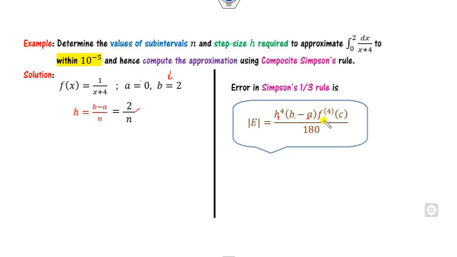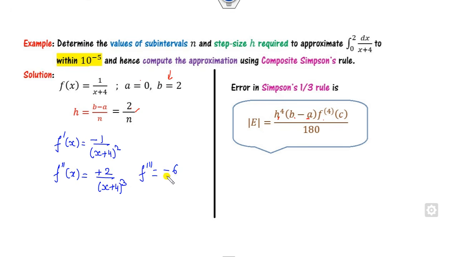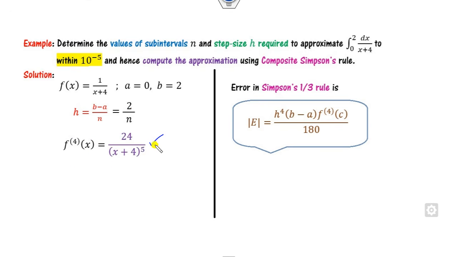Now, in order to find the fourth derivative, how can you find it? What is the first derivative of this? Minus 1 over x plus 4 whole square. What is the second derivative? It's plus 2 over x plus 4 cube. What is the third derivative? Minus 6 over x plus 4 raised to power 4. What is the fourth derivative? It's plus 24 over x plus 4 raised to power 5. Fine. So my fourth derivative will be here.